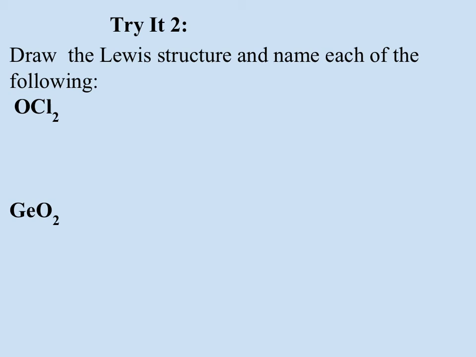So again, you might want to pause and try this on your own, and I'll go ahead and put in my solution as well. So with OCl2, when I take a look at that, I see that oxygen needs 2 bonds. Each chlorine needs 1 bond. So oxygen has its 6 valence electrons, single bond each looking for a bond. Chlorine has 3 lone pair and 1 looking for a bond. So that's what I would expect this structure to look like, and I would name it oxygen dichloride.